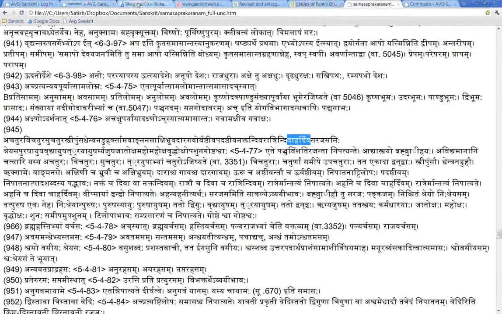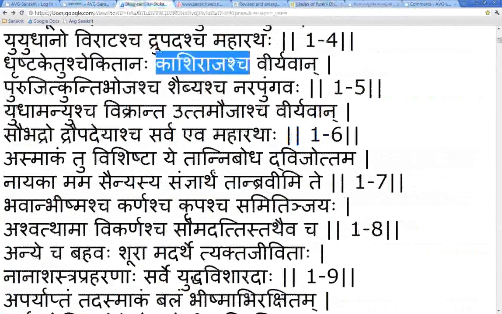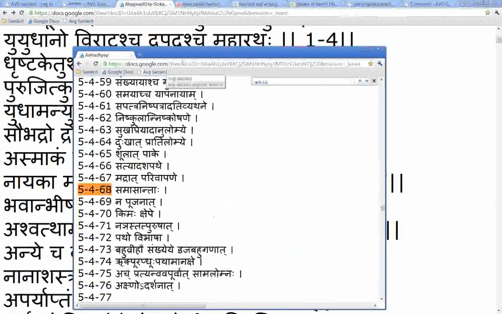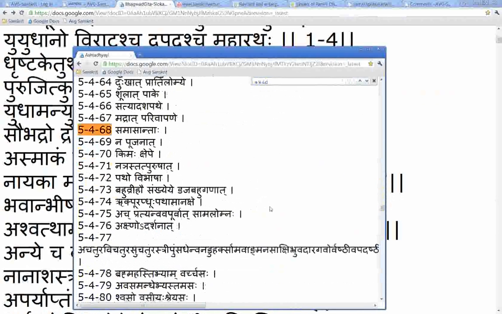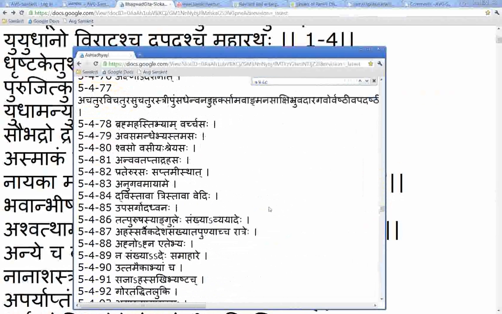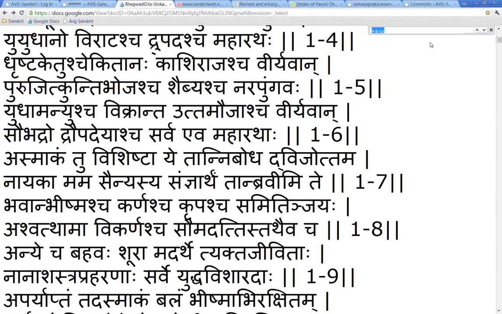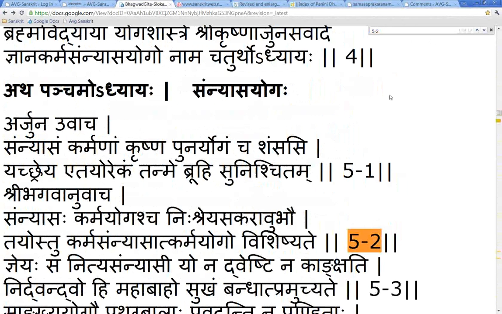One is that we talked about the Kashi Rajascha Viryavan. The moment you think about this, you have to think of this Samasantaha Prakaranam 5468. Samasantaha. And here comes Rajastakibhyashtach. This is the Sutram for Gita. Kashi Rajascha Viryavan. And then Nishrayasa Karabhubhav comes in chapter 5, number 2. And this Nishrayasa. So when you chant Gita chapter 5 next time, you chant this one.